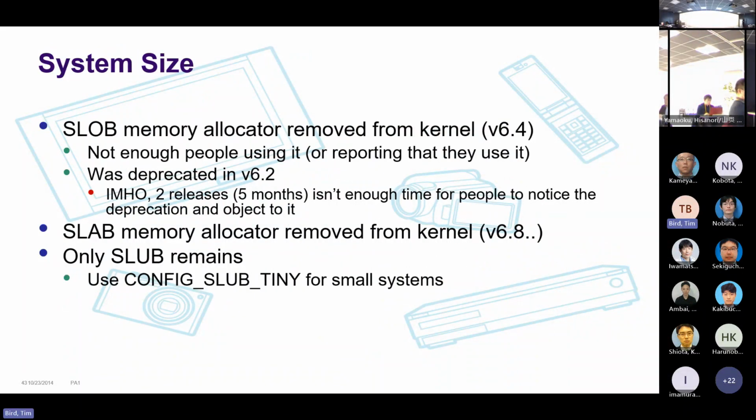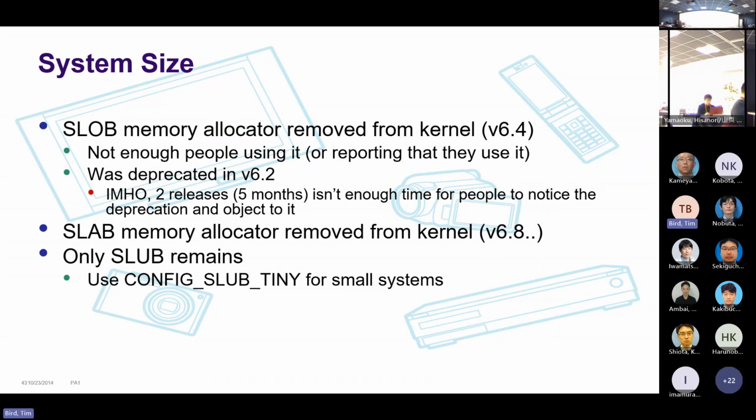In system size, I already kind of talked about this. The SLOB memory allocator was removed. I thought they didn't give people enough time to respond to that. It was deprecated in 6.2, and then just within 5 months, just 2 releases later, they actually removed it, yanked it out. I don't know of anyone who is actually using this, so maybe it was good to get rid of. They just didn't want to maintain it anymore.